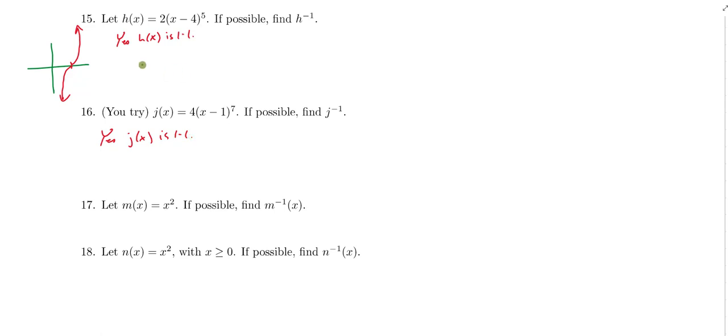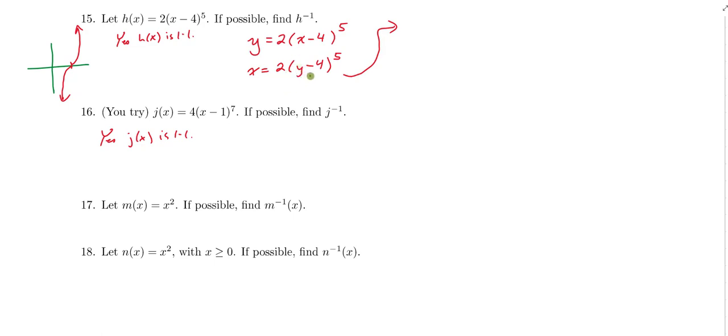Okay. So now let's go ahead and find the inverse function here. So we're going to say y is equal to 2 times x minus 4 raised to the 5th power. We're going to swap x and y. So there I get x is equal to 2 times y minus 4 to the 5th power. And now I'm going to go about isolating the variable x, or excuse me, isolating the variable y.